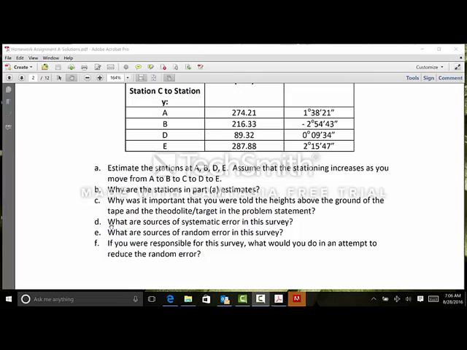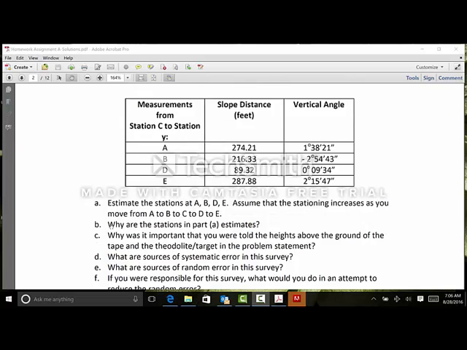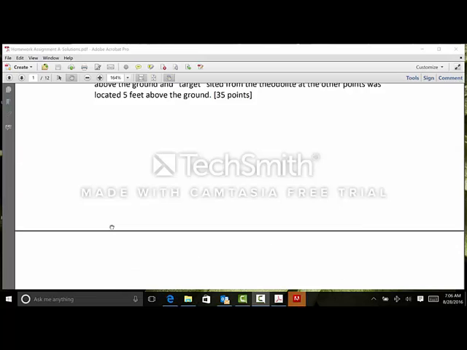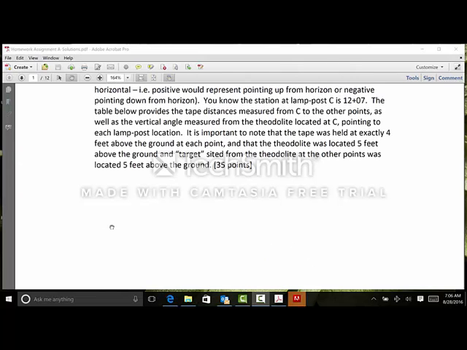Part C, why was it important that you were told the heights above the ground of the tape and the theodolite target? Why was I told these heights? Well, if you look up here, I was told that the tape is held 4 feet above the ground at each point. Therefore, the location of the tape really doesn't make a difference in terms of the slope distance. I'm exactly the same height above the ground.